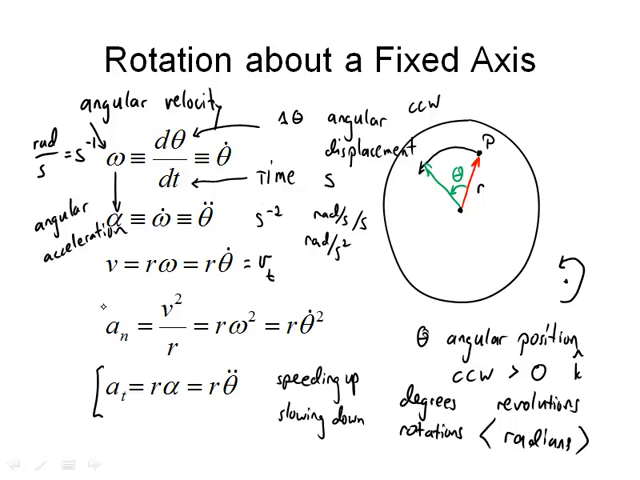And since direction is changing, there must be something turning it, and that's where the normal acceleration comes into play. We've seen this before. V squared over r is the normal acceleration, oftentimes referred to as the centripetal, center-seeking acceleration. But v squared over r is also r omega squared, or r theta dot squared. Remember, omega and theta dot are the same thing.